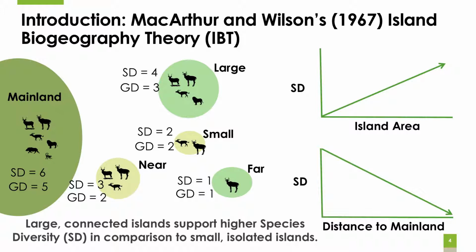So here we've got our mainland patch, and if I can find the pointer. The mainland patch has a species diversity of 6, but in terms of guild diversity, it only represents 5 different guilds. Similarly, other patch sizes have different species diversity, but you'll see that it's not a one-to-one ratio. So there are definite differences between species diversity and functional diversity.